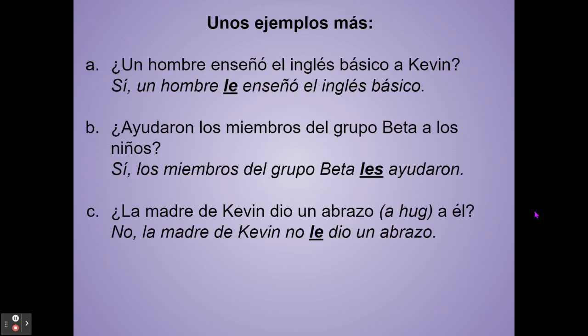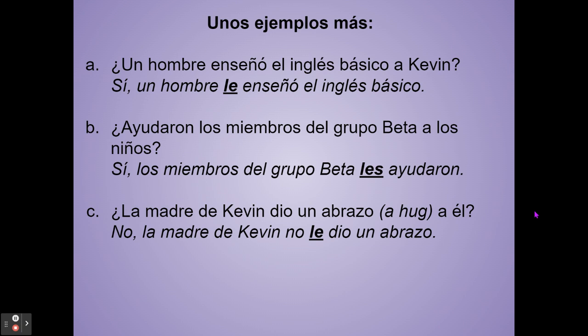So I am going to have you type another couple of examples before you do a little bit of practice on your own. We will go over that practice a bit during our next class. For the first example, we have: un hombre enseñó el inglés básico a Kevin. Did a man teach basic English to Kevin? To Kevin being the original indirect object, and so we're replacing a Kevin with le in our answer. Sí, un hombre le enseñó el inglés básico. Yes, a man taught basic English to him.